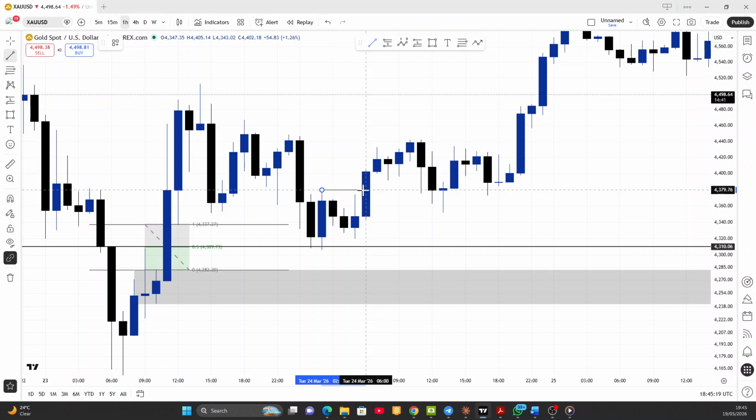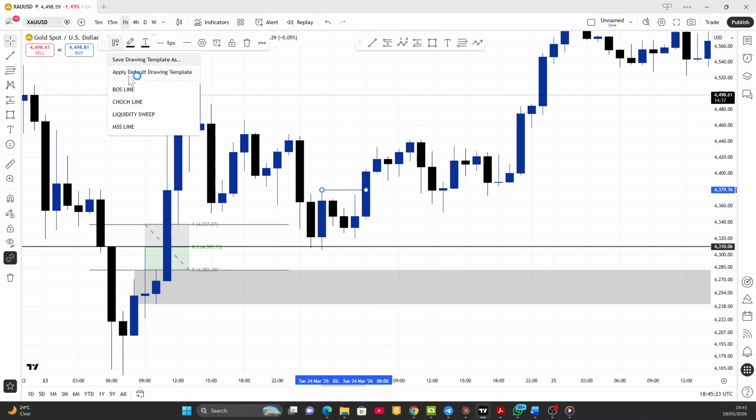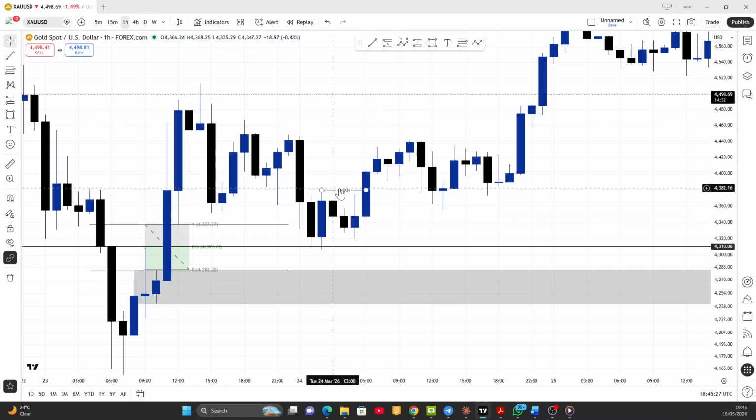All right, this is our clear change of character. Change of character. So you see that? We see a change of character here, and then price pushes to the upside. Now there are two ways of entering this. We have the aggressive method, and we have the conservative.